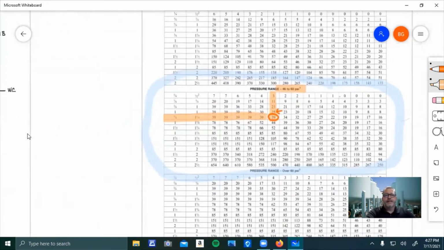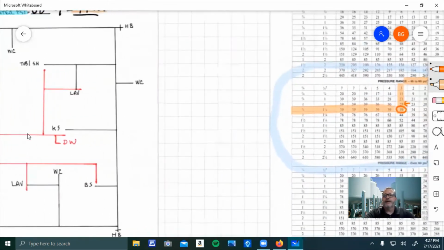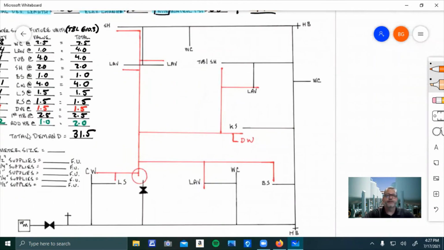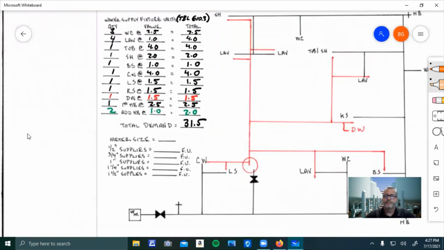Let's go back over to our drawing here. And so we got 39 with a 3/4 inch meter. My meter size is 3/4, and that was 1 1/4 inch supply at 39 fixture units. Okay, so now I have to go back and take a look and see what my 1 inch supply demand can be. How many fixture units can go on a 1 inch supply? How many can go on a 3/4, and how many can go on a 1/2 inch?